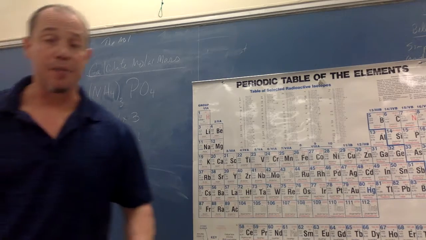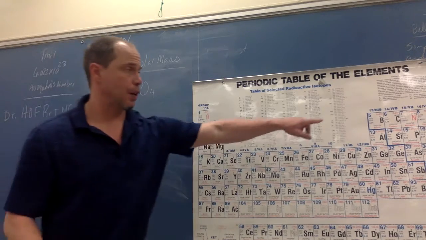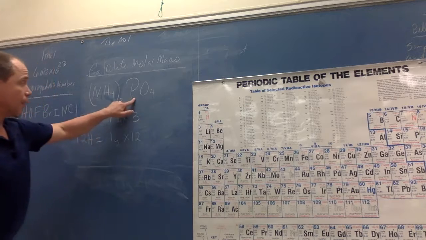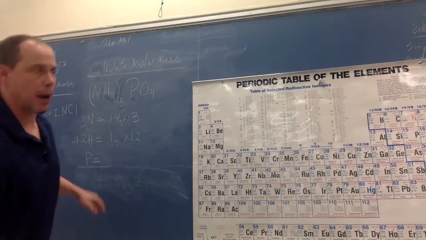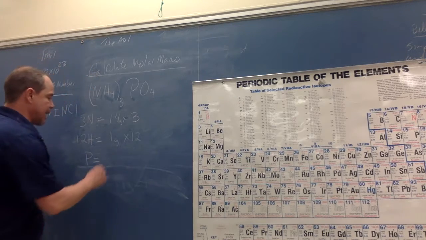Then I have my phosphorus. Phosphorus is over here, number 15. I've got 1 of them. So phosphorus, there's just 1. And it weighs 30.97 grams.